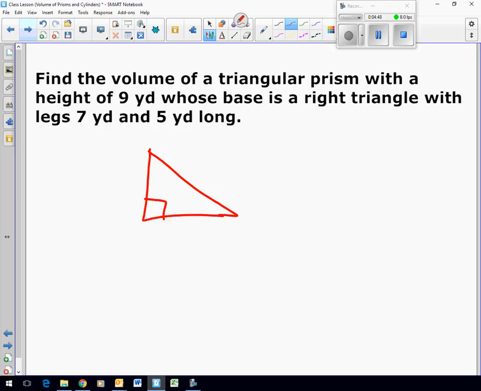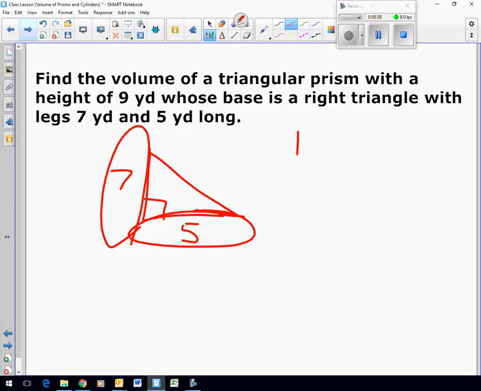Alright, A equals one half the length of base times height. All that's happened here is this. You got a right triangle. It says the legs are 7 and 5. To calculate the area of a right triangle, you take 1/2 base times height.